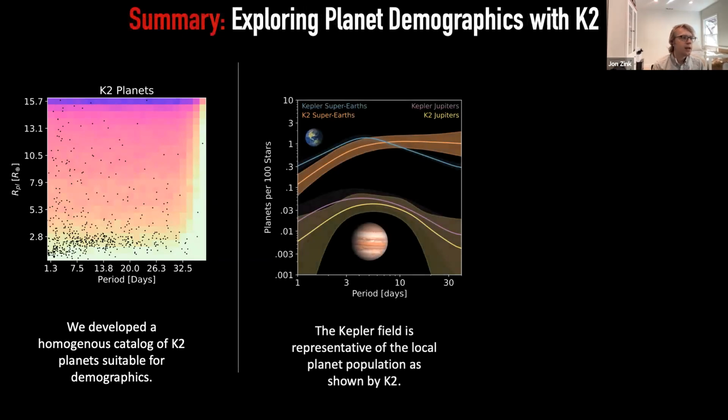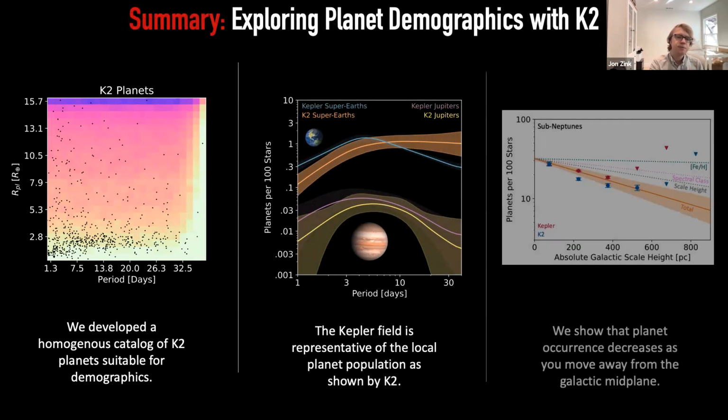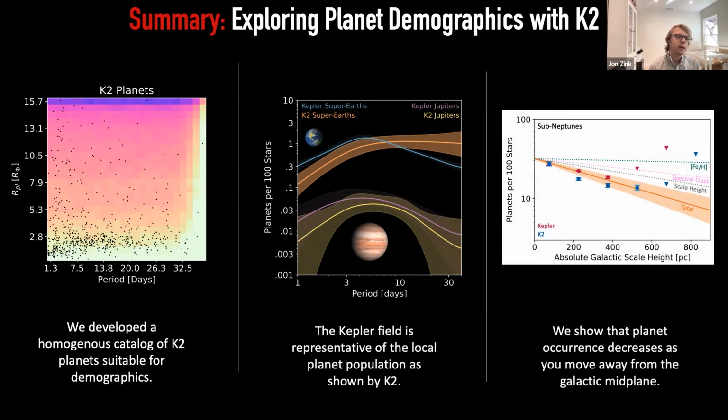We talked about how the K2 field seems to indicate that planet occurrence overall, in broad strokes, is fairly representative of the local galaxy. And then I concluded today by talking about this interesting trend we're seeing in planet occurrence as you move away from the galactic midplane. It seems to indicate that planet occurrence goes down as we move up, indicating some unique galactic influence on planet formation. So I thank you guys for listening, and I'll conclude with that and take any questions you may have.